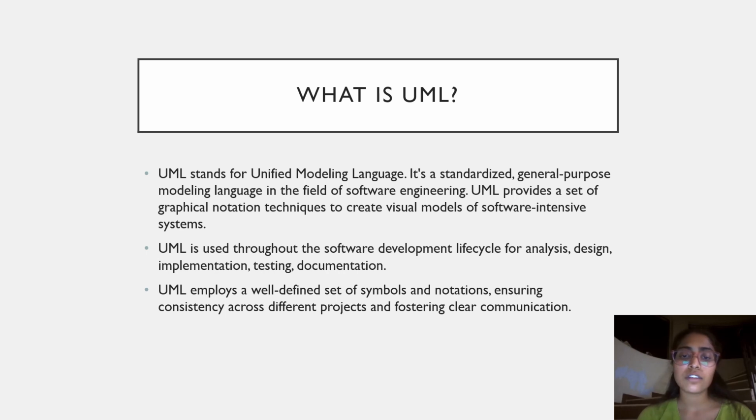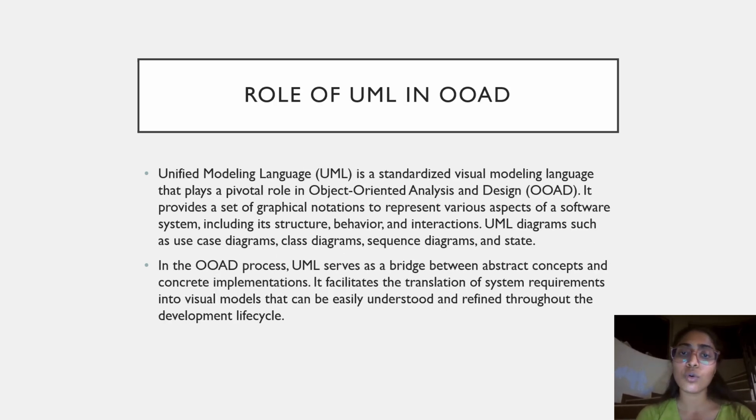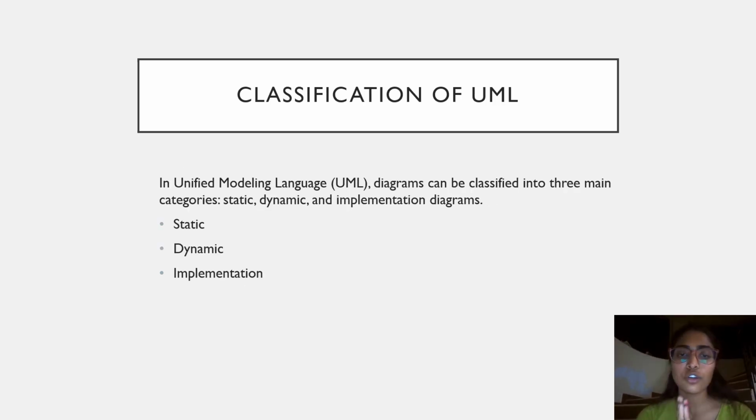It also consists of a set of symbols and notations ensuring consistency across different projects, fostering clear communication. What is the role of UML in OOAD? So UML plays a vital role by providing a set of graphical notations to represent various aspects of a software system. It includes its structure, behavior, and interactions. And it also serves as a bridge between abstract concepts and concrete implementations. It facilitates the translation of system requirements into visual models that can be easily understood and refined throughout the development lifecycle.